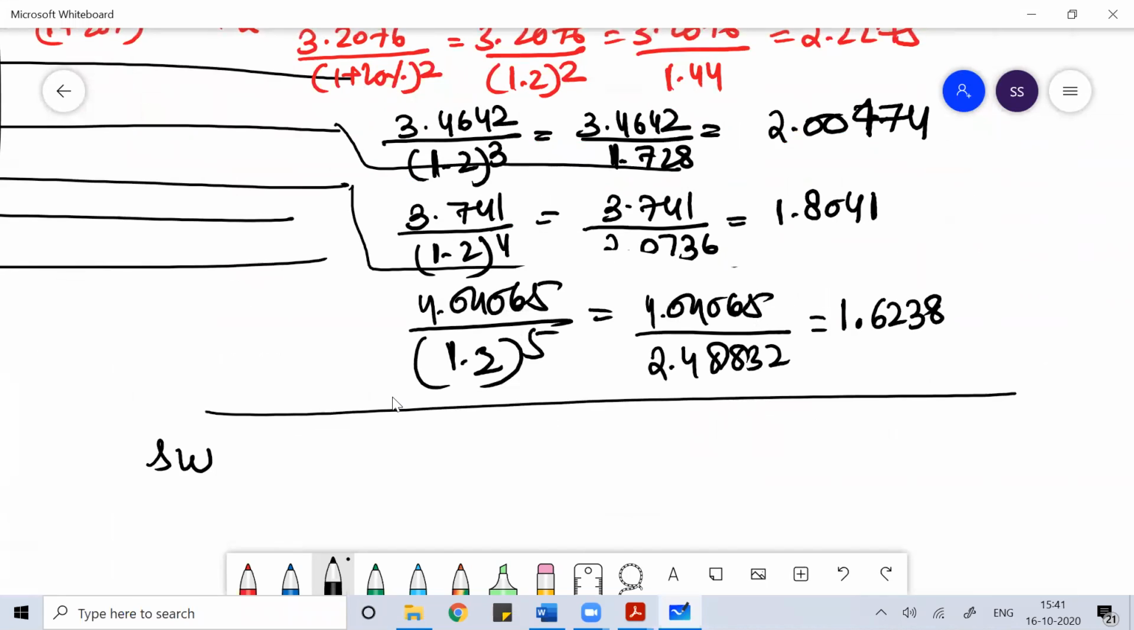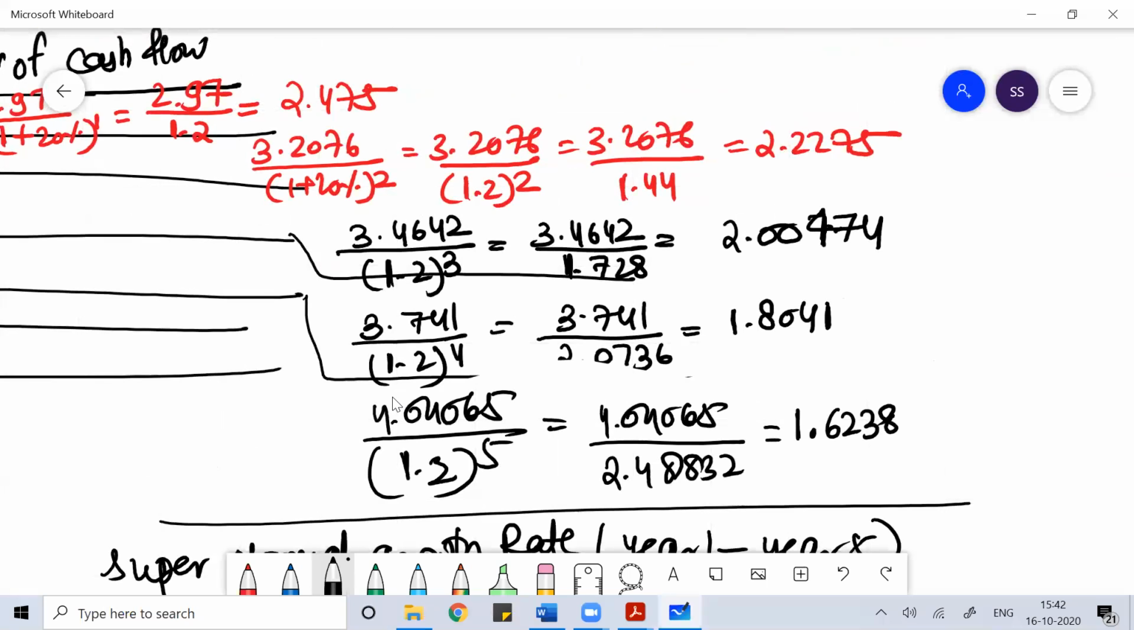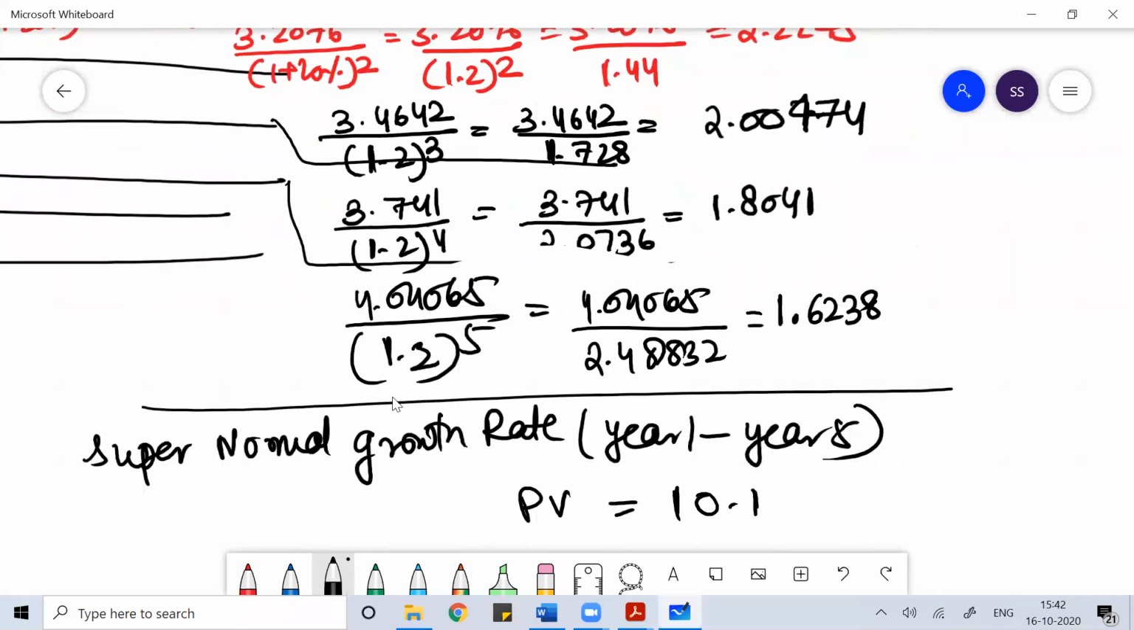The supernormal growth rate is from year one to year five. You know that, and during that time the firm was growing at 8% per annum. So how much is the present value during that time? You can find the sum: 1.6238 plus 1.8041 plus 2.00474 plus 2.2275 plus 2.475. So you'll get 10.13514. So this is the value for the supernormal growth rate, the present value.